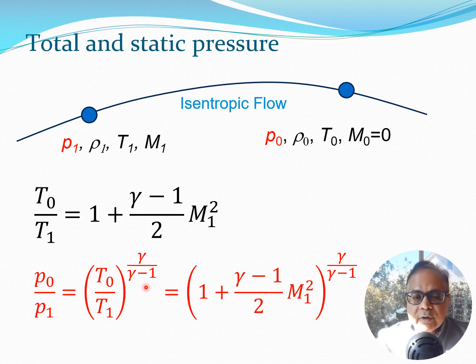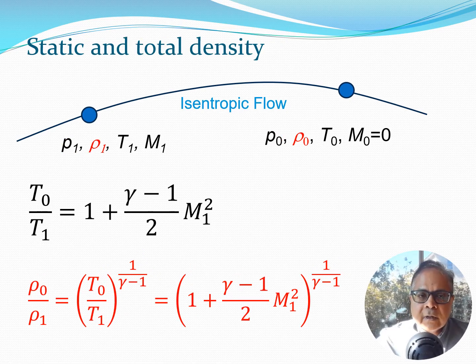And if we use this equation, immediately I can substitute T0 by T1 from here, and I can write this equation here. So now I have a relation between P0 and P1. Remember that P0 is going to be the total pressure and P1 is going to be the static pressure. So essentially all these quantities with the subscript 0 are the total quantities, and the quantities with the subscript 1 are the static quantities here. Now the next equation we look at is density.